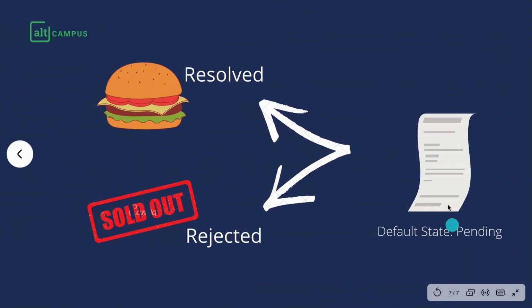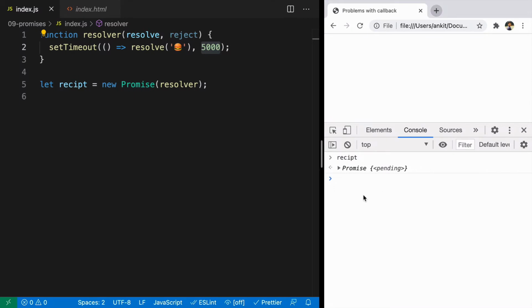Can you remember what it means? Whenever you create a promise, the default state is going to be pending. But now when you look at the value, you will see the promise is fulfilled. So this promise can resolve to a value in future. In the starting it was pending, but in future it got resolved into a burger.